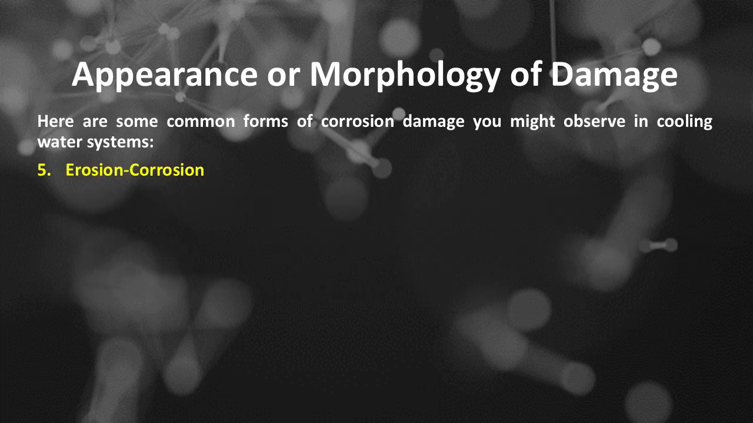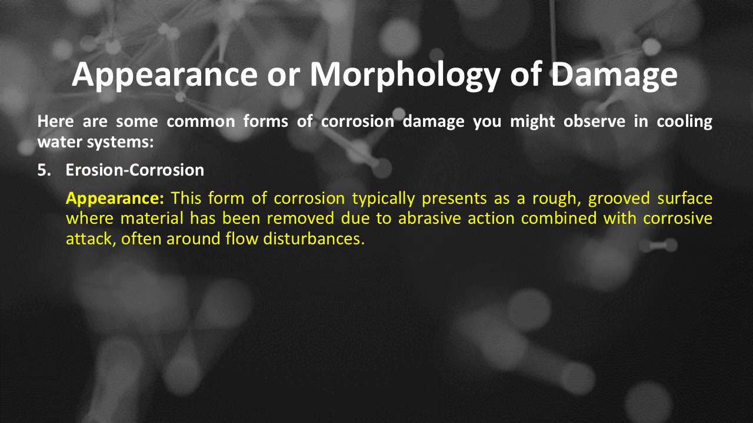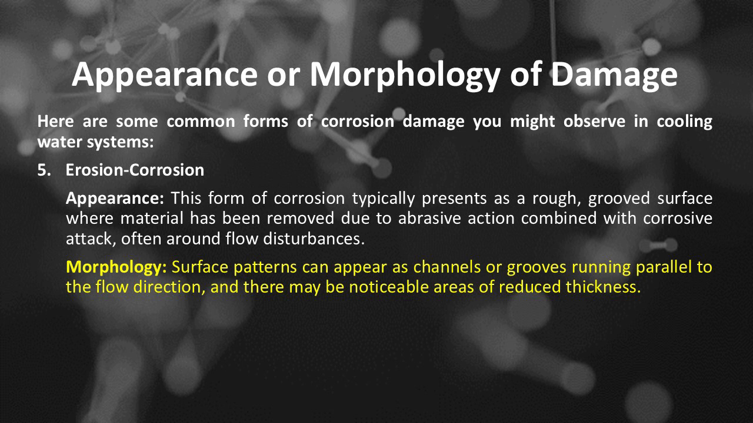Number 5 is erosion corrosion. Erosion corrosion appearance. This form of corrosion typically presents as a rough, grooved surface where material has been removed due to abrasive action combined with corrosive attack, often around flow disturbances. Erosion corrosion morphology. Surface patterns can appear as channels or grooves running parallel to the flow direction, and there may be noticeable areas of reduced thickness.